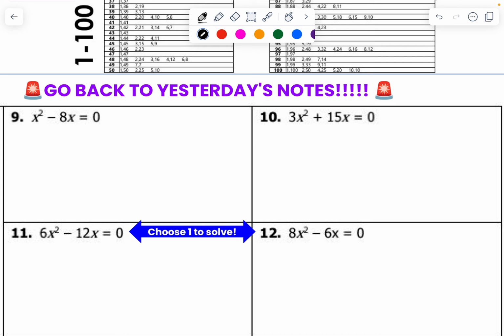There's still factoring. It's still solving by factoring. I just wanted to make sure we covered these problems because they're really cool. And we're getting so much stronger and better and wiser and whatever that song says. So let's go back to yesterday's notes. We have x squared minus 8x equals 0 for our very first problem.